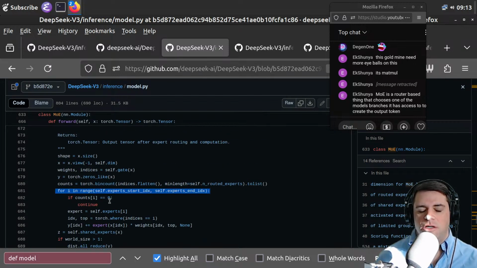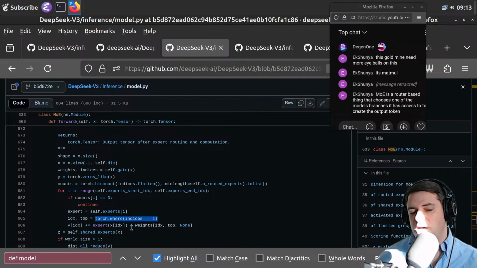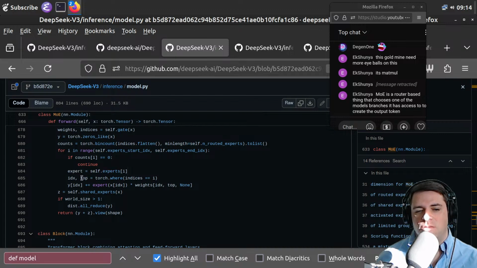And if the counts is 0, then I guess that expert gets no data. Otherwise, we'll set expert to the expert at I. I is the index that we're iterating over the experts with. And then we're going to look in Torch where the indices correspond to, where indices is set to I. Those are I guess the stuff that goes to those experts. It's going to give us an index in whatever top is. And then we're going to index into Y at this index. We're going to add the result of calling expert on X at this index.